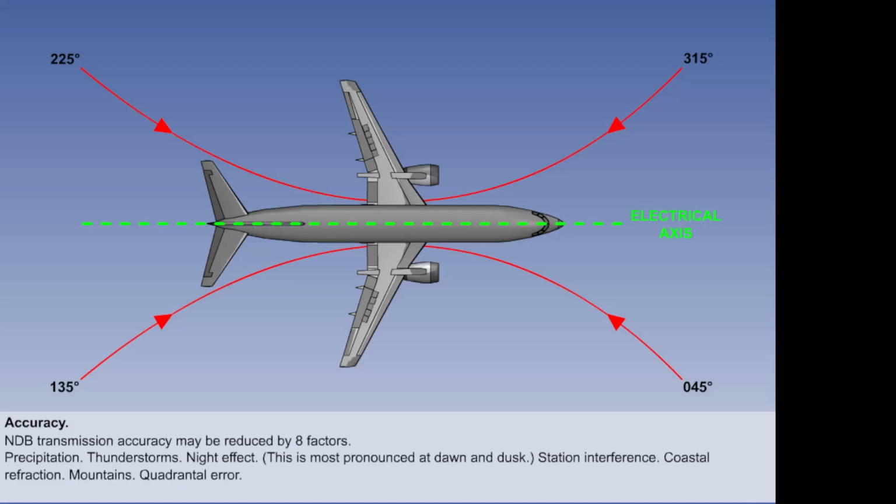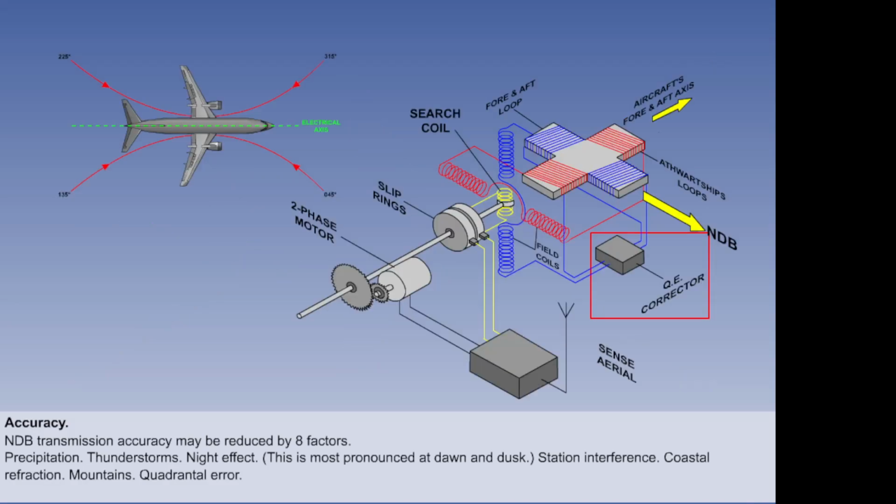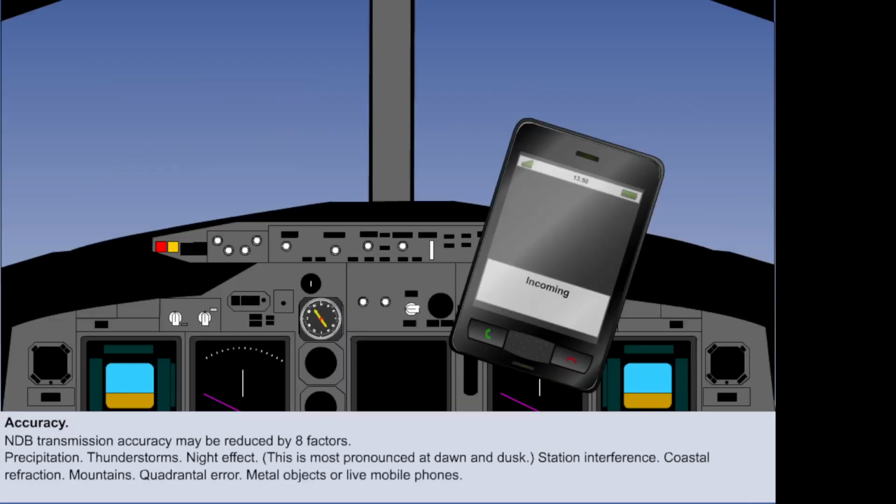Quadrantal error is caused by the airframe, which distorts the incoming radio signal. It is so called because the distortion is worst in the quadrants, that is, at 045 degrees, 135 degrees, 225 degrees, and 315 degrees. The error mostly affects older aircraft, as newer equipment resolves this problem by means of an electronic device. Stray metal objects or a live mobile phone near any instruments may cause interference and an inaccurate reading.